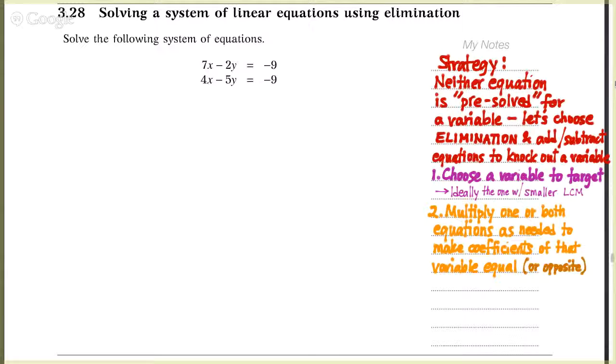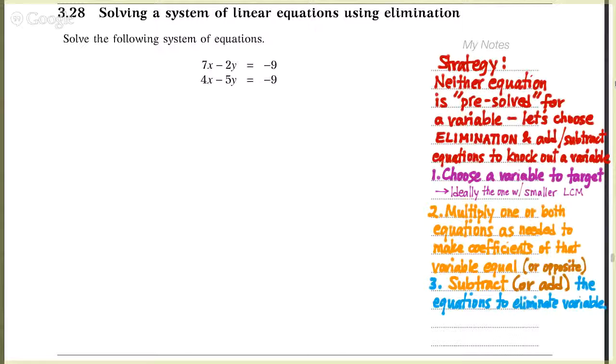Right? What we need to do is figure out what we need to multiply the equations by in order to make the coefficients of that variable we're targeting either equal or equal and opposite, and then multiply both equations if we need to by whatever we need to make those coefficients either equal or equal and opposite. If we made the coefficients of that variable equal, then we should subtract the equations from one another. If we made them equal and opposite, we should add the equations to one another.